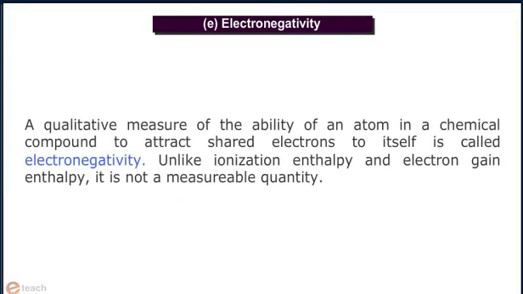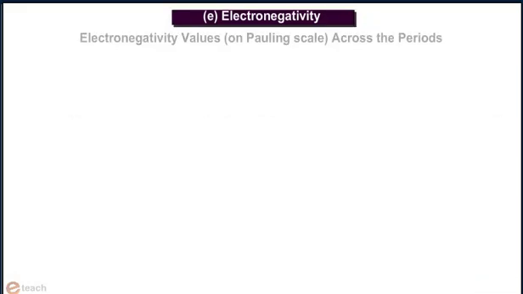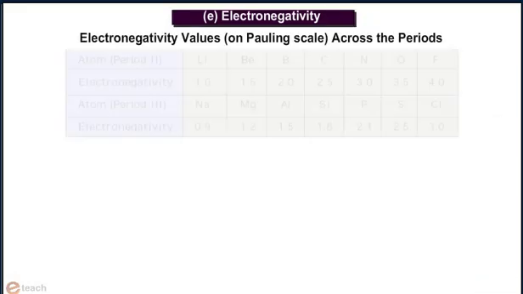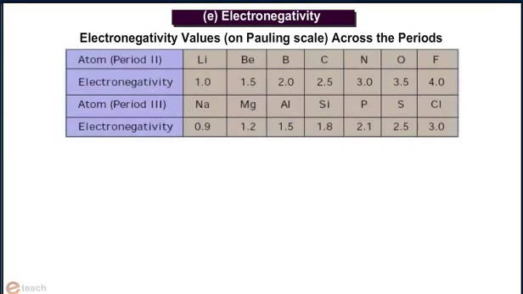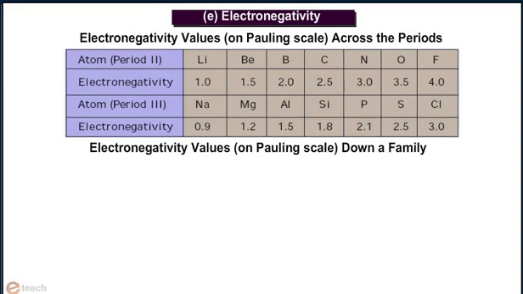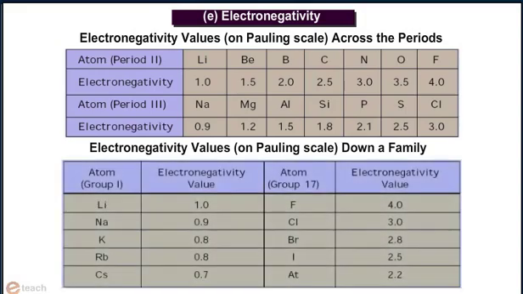Electronegativity. A qualitative measure of the ability of an atom in a chemical compound to attract shared electrons to itself is called electronegativity. Unlike ionization enthalpy and electron gain enthalpy, it is not a measurable quantity. The first table shows the electronegativity values on Pauling scale across the periods, while the second table shows the electronegativity values down a family.